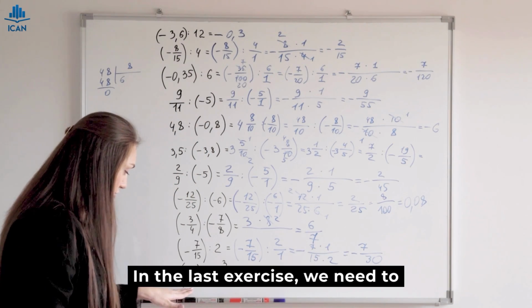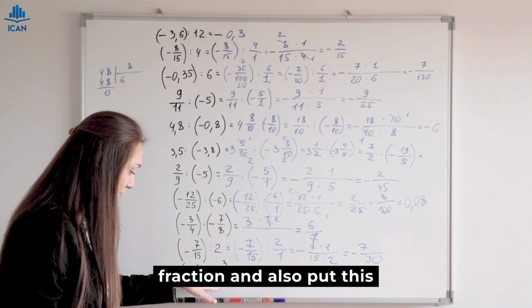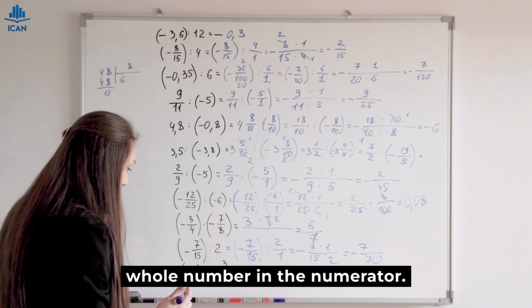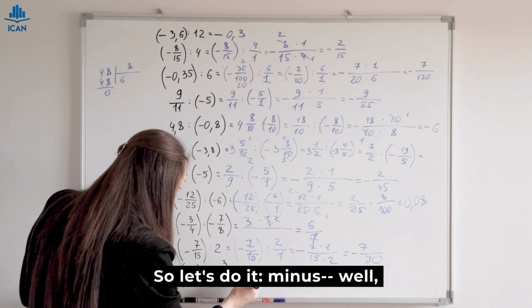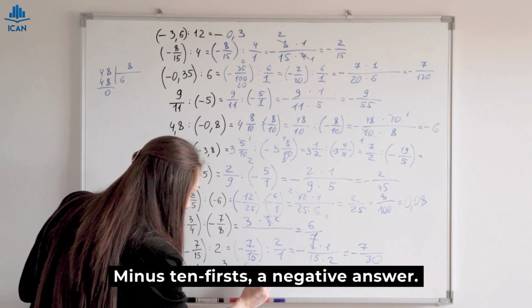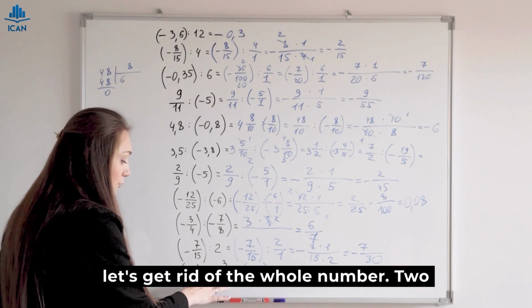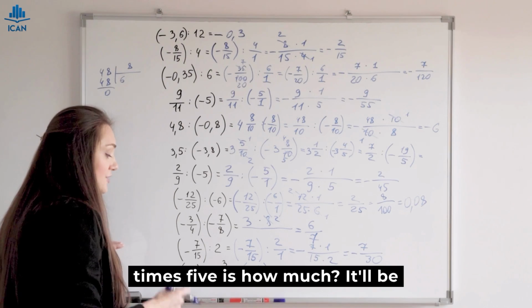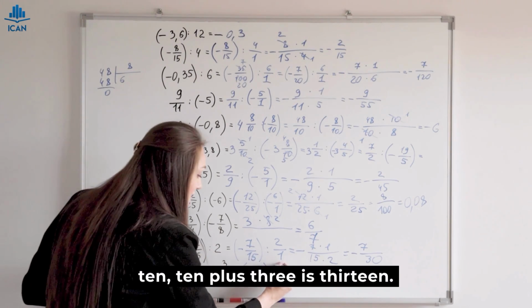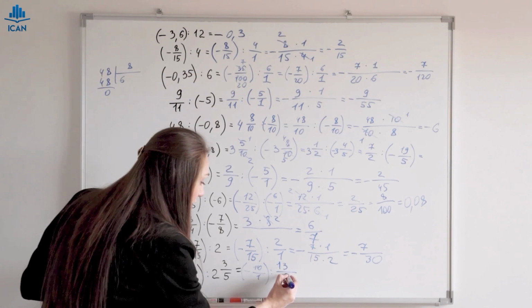In the last exercise, we need to convert this whole number to a regular fraction and also put this whole number in the numerator. So let's do it. Minus, well, this will be negative, of course. Minus 10 first, a negative answer. And here, let's get rid of the whole number. 2 times 5 is how much? It'll be 10. 10 plus 3 is 13. 13 and 5 in the denominator.